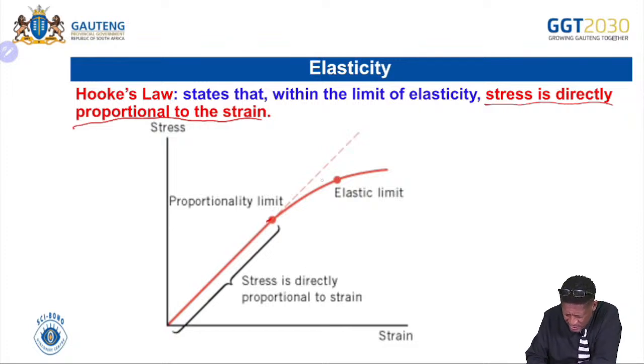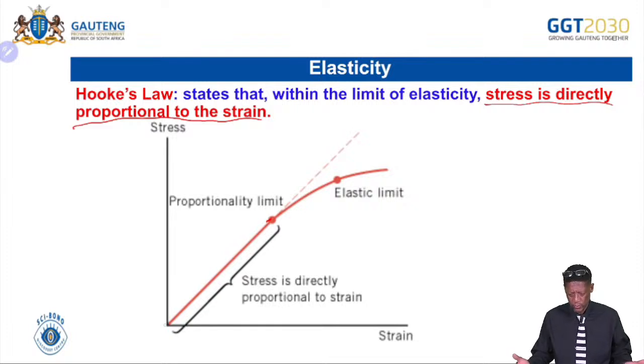Once it just bends, this is no longer direct proportionality. Now we call it the elastic limit. It has reached its elastic limit once it starts to bend, because it won't go back to its original. So once it can go there and go back, then we've got what? A strain.